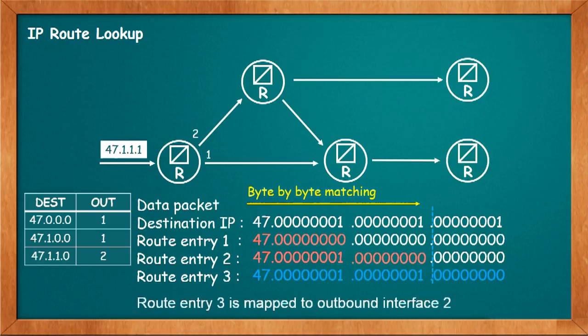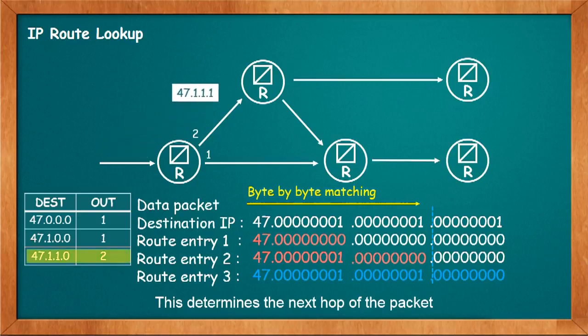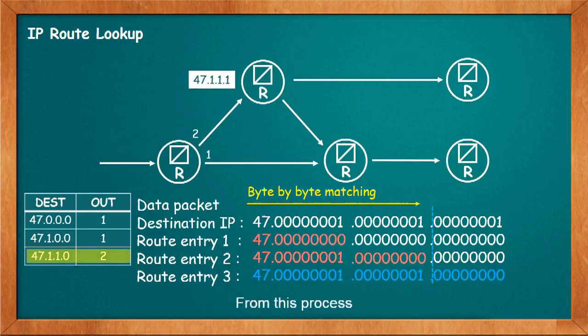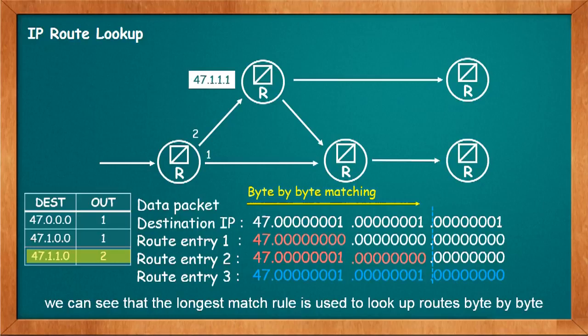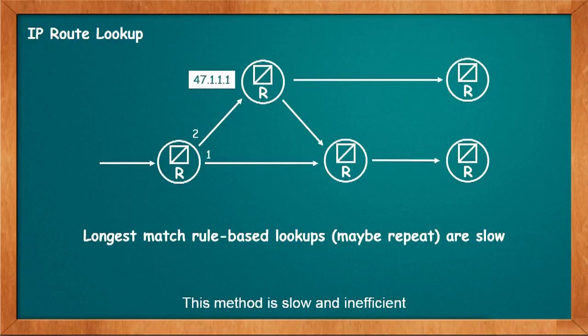Route entry 3 is mapped to outbound interface 2. This determines the next hop of the packet. From this process, we can see that the longest match rule is used to look up routes byte by byte. This method is slow and inefficient.